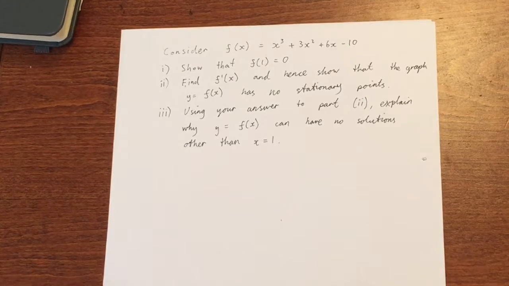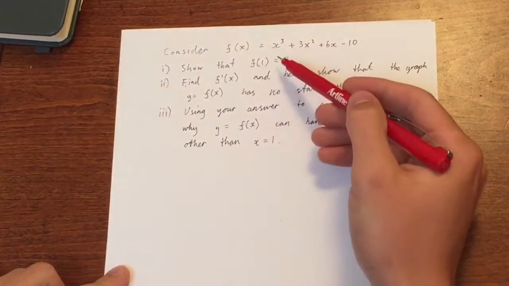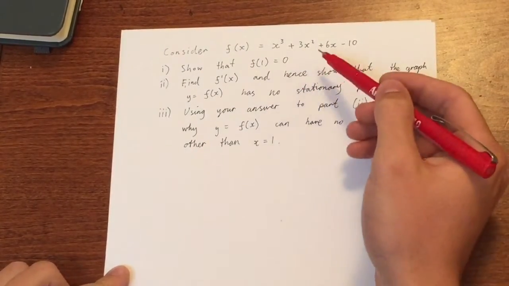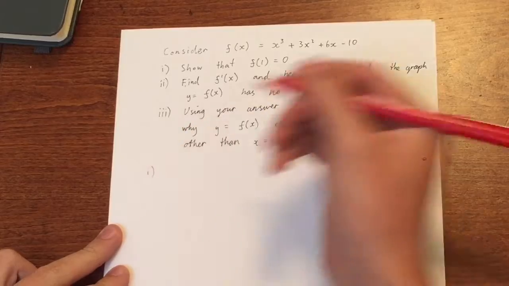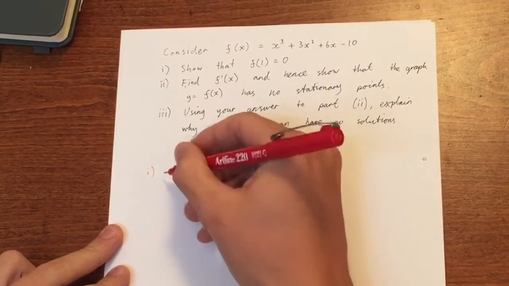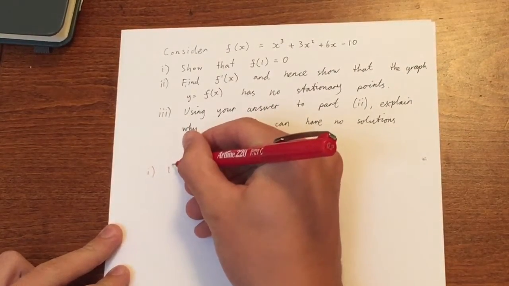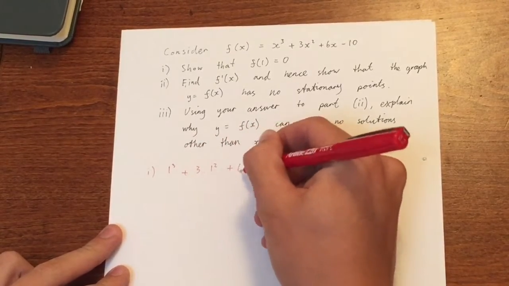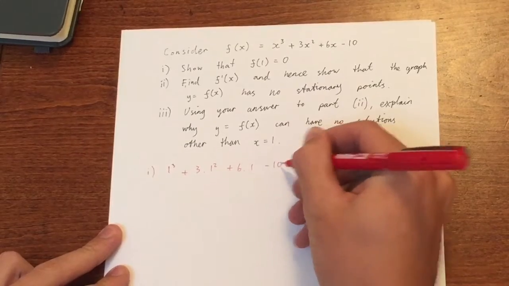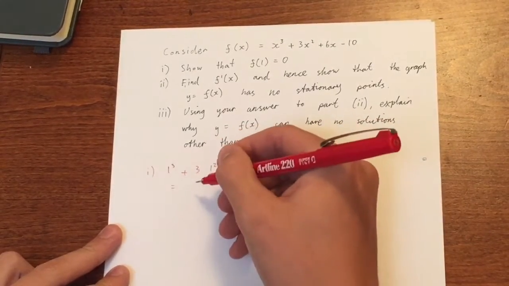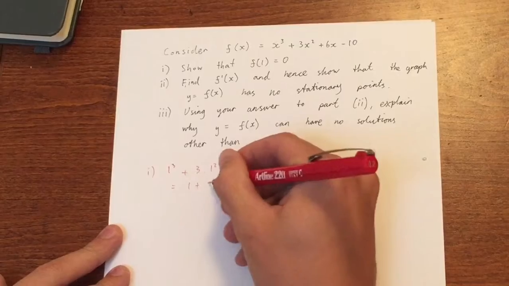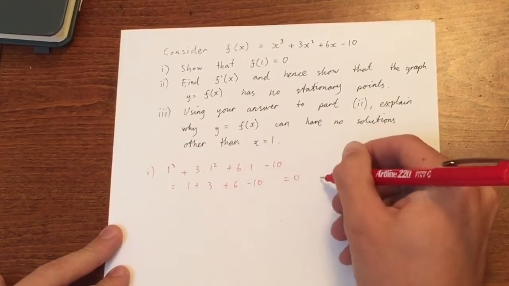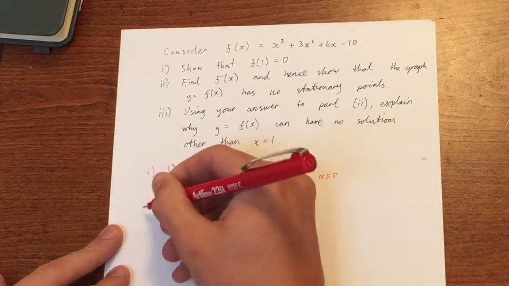Okay, so consider f of x equals x cubed plus 3x squared plus 6x minus 10. Show that f(1) equals 0. So the first part is fairly simple, just a warm-up. We simply substitute in 1 for x. We get 1 cubed plus 3 times 1 squared plus 6 times 1 minus 10, which is equal to 1 plus 3 plus 6 minus 10, which is equal to 0, as we needed to show.